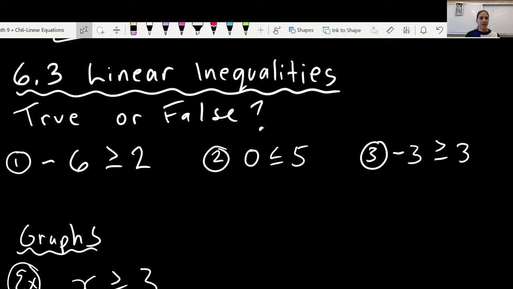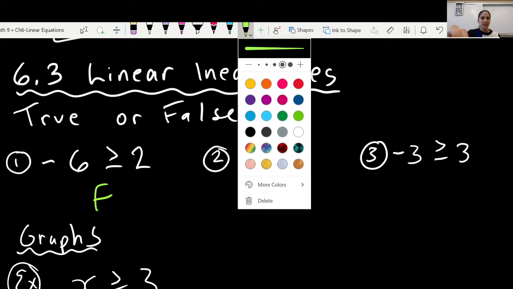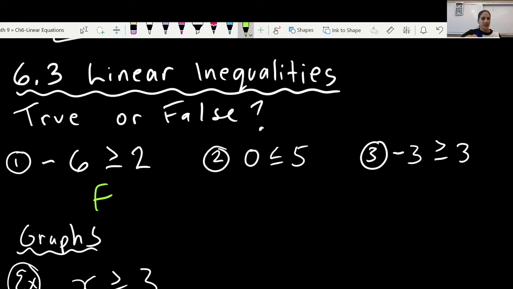So we're going to start off with just sort of reviewing the symbols for inequalities. And in this first example, true or false, this is saying -6 is greater than or equal to 2. So we know that that is false because, think of it on a number line. -6 would be in the negatives to the left of the 0, and +2 would be to the right of 0, so it's false. Is 0 less than or equal to 5? Yes, it is, so that's a true.